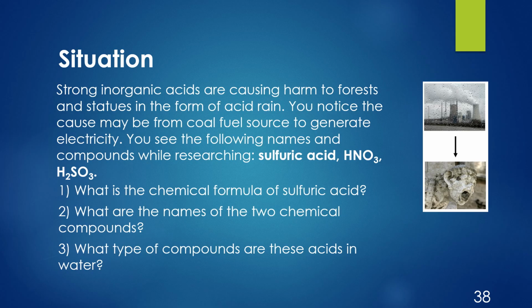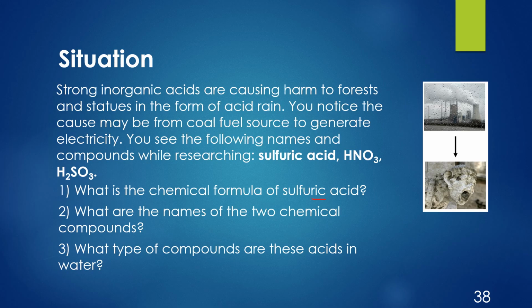Here's another example for you to work through on your own, and I'll give hints to help you get started. Strong inorganic acids are causing harm to forests and statues in the form of acid rain. The cause may be from coal fuel sources. You need to see the following names and compounds while researching: sulfuric acid, HNO3, H2SO3. The first question is asking, what is the chemical formula of sulfuric acid?